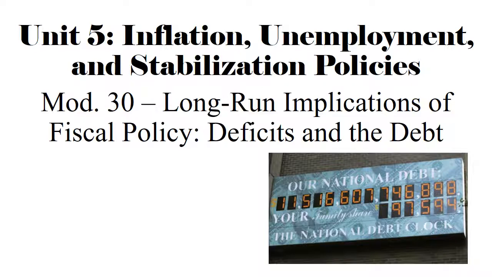Unit 5 will take us more in depth on some topics that we've learned about already, like inflation, unemployment, and stabilization policies when we're in recessionary or inflationary gaps. We're going to learn a new model in Unit 5 called the Phillips curve. Module 30 is all about how fiscal policy will be used to combat problems like deficits within the budget balance.